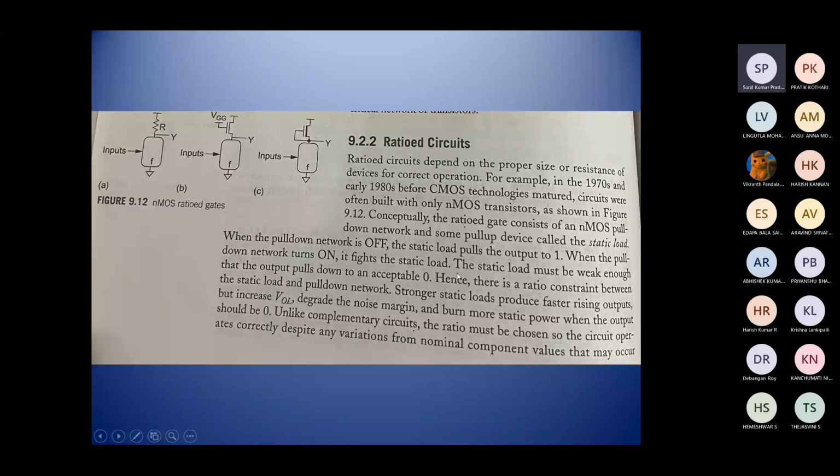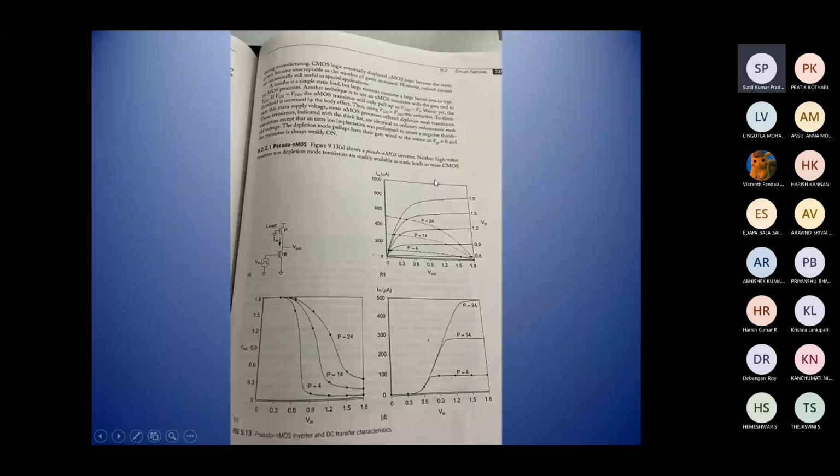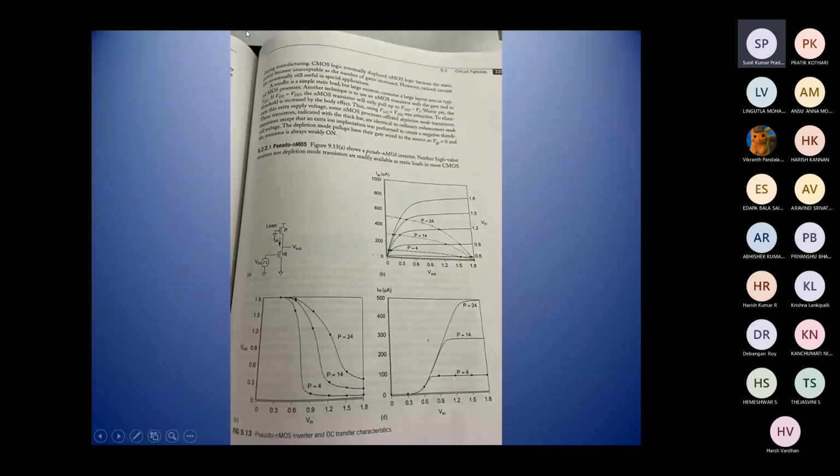This is taken from the reference book CMOS VLSI Design by Neil H. E. Weste. Here you can see the pseudo NMOS inverter and its DC transfer characteristics: this is the output characteristics for the transistor, and this is our transfer characteristics.